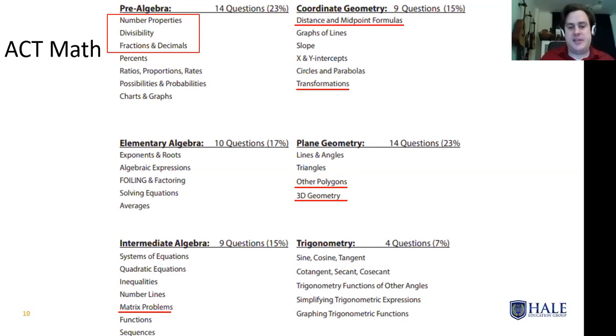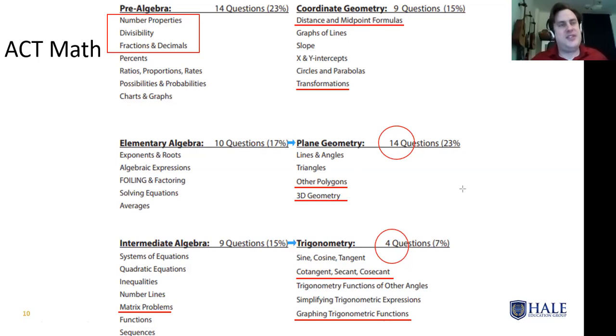The SAT doesn't test other polygons or 3D geometry. And the SAT does not test your inverse trig functions like cotangent, secant, and cosecant, nor do they test graphing of trig functions. What I want you guys to notice here is that plane geometry and trigonometry make up 14 and 4. So 18 questions out of 60, that's about 30%.